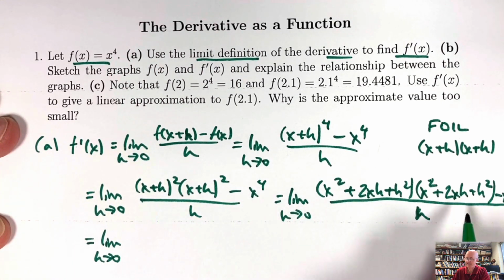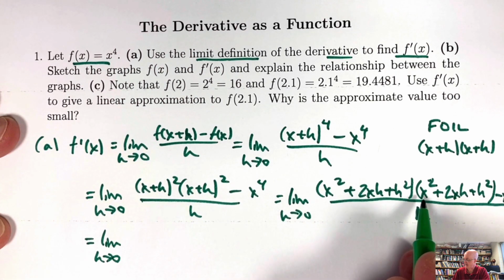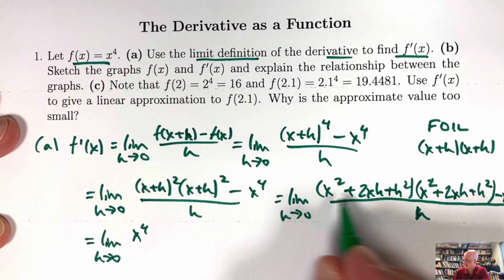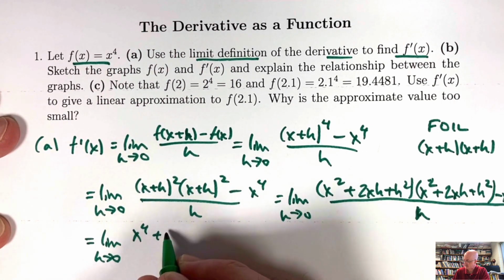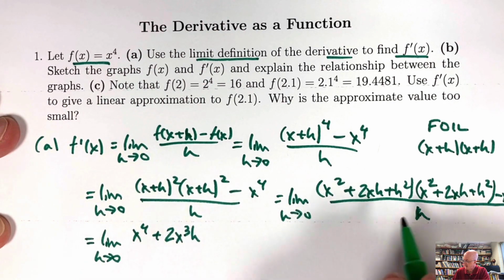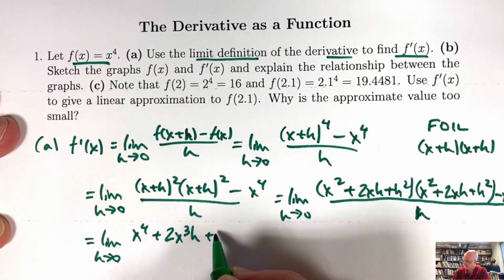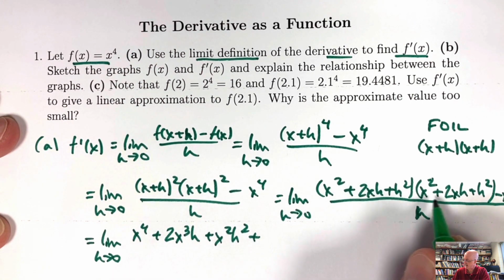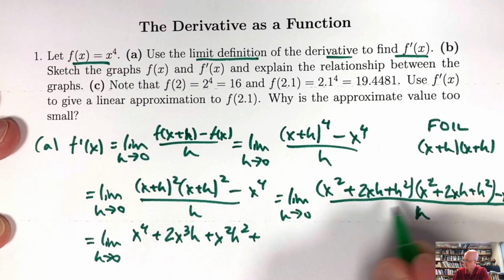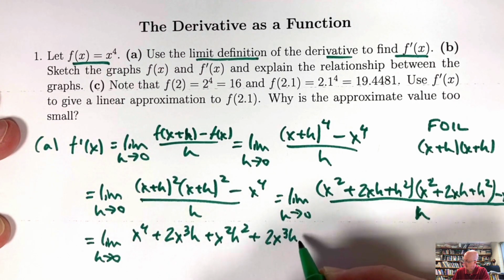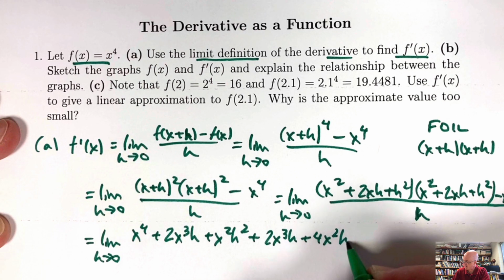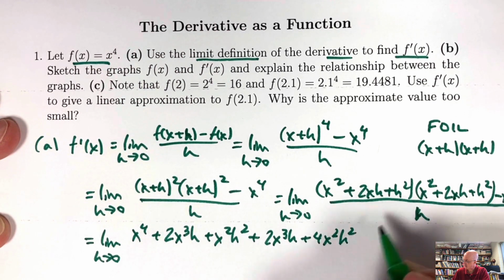We need to expand this out. I'll start with the x squared term there and multiply it times every term. That'll give me x squared times x squared is x to the fourth. X squared times 2xh is plus 2x cubed h. And then x squared times h squared is plus x squared times h squared. And then go to the second term on the left, 2xh, and multiply it times every term. 2xh times x squared is 2x cubed h. 2xh times 2xh is plus 4x squared h squared. And then 2xh times h squared is plus 2xh cubed.